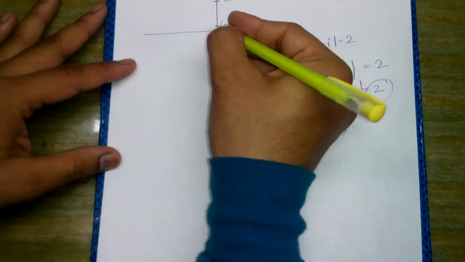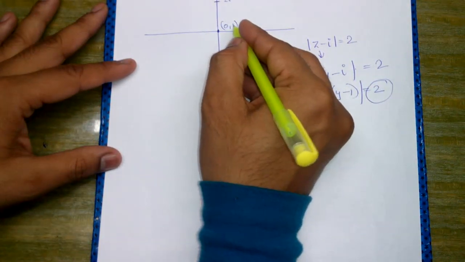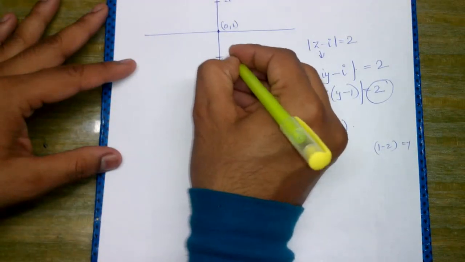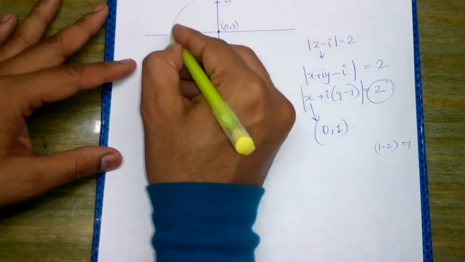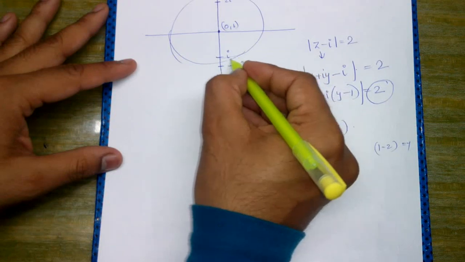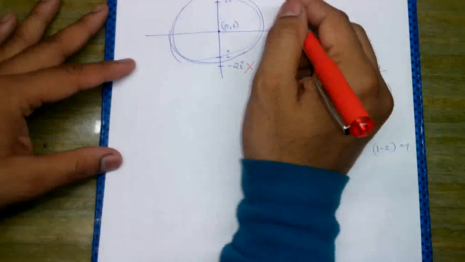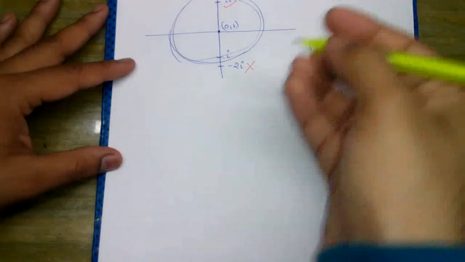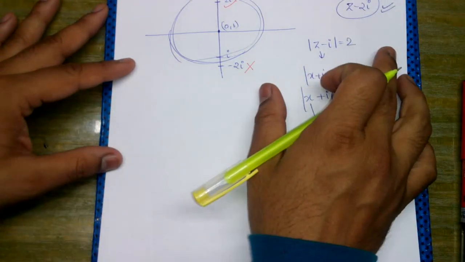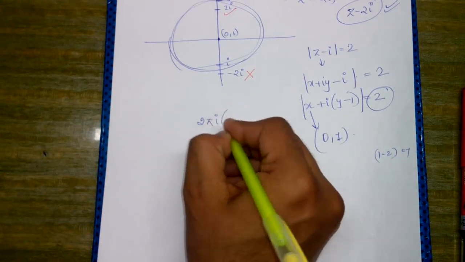Since it has a radius of 2 units, 1 plus 2 would be 3i, and in the downward direction 1 minus 2, that is minus 1. So the circle would be somehow like this. We find that the minus 2i point is not included in the circle, however the 2i point is included. So z minus 2i is the pole that we have to include. Now we have to find the value, that is 2 pi i into the residue at points within the closed curve.